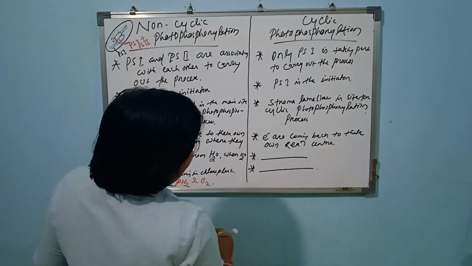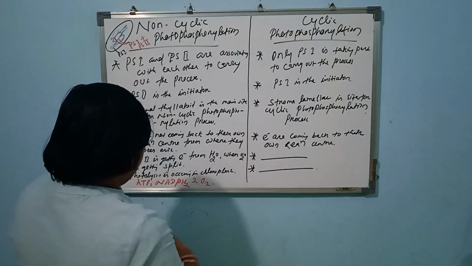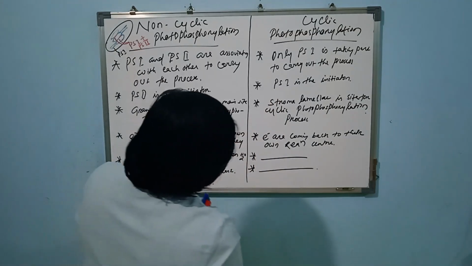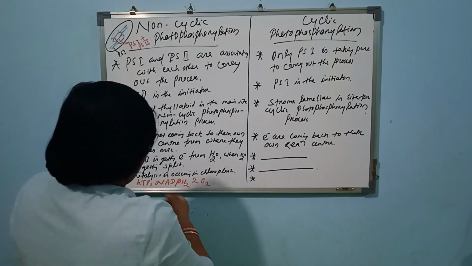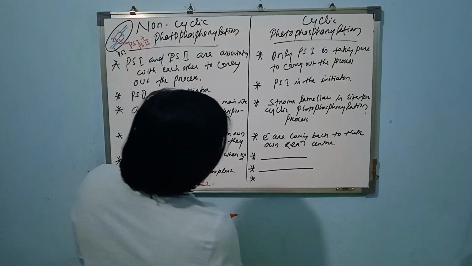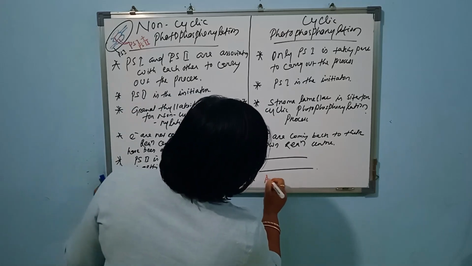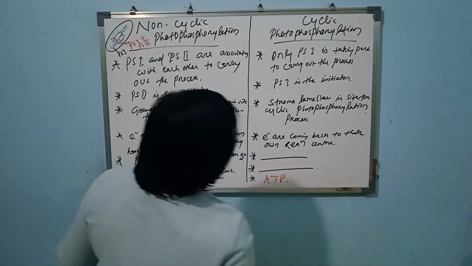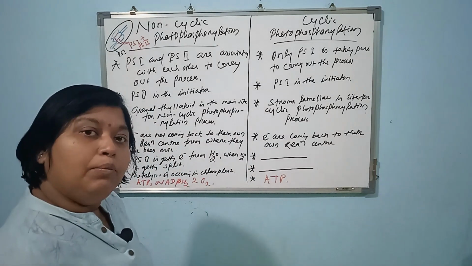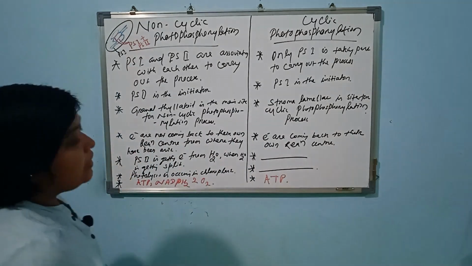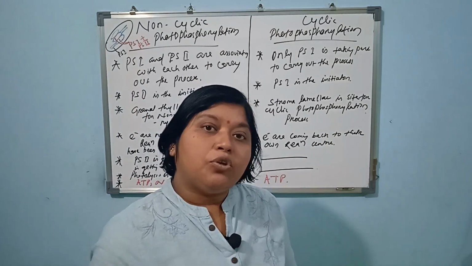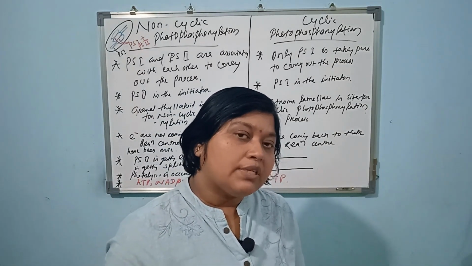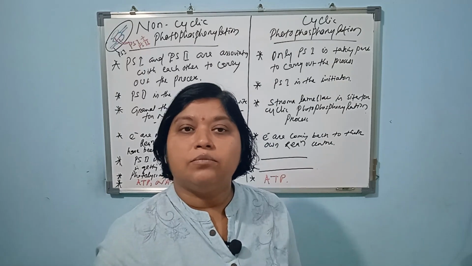But in the cyclic photophosphorylation process, only ATP is getting synthesized. So here ATP is the only product. This is all about the difference between the non-cyclic photophosphorylation process and the cyclic photophosphorylation process.